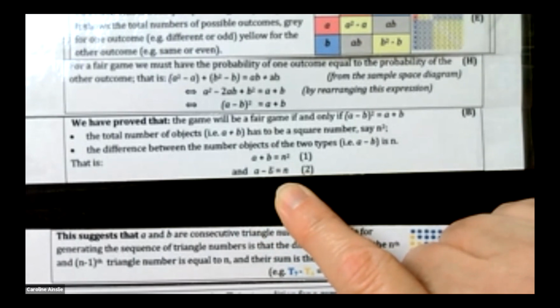Okay. So this suggests that they're consecutive triangle numbers because we had those two pictures, didn't we? In that case, where you had two consecutive triangle numbers added together, you made a square number. And when you went from one triangle number to the next one along the line, you added n. So that looks as if they are.